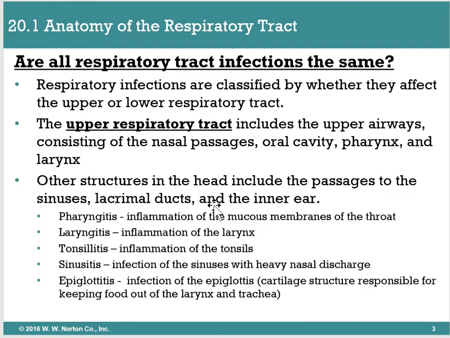Such as on the previous slide, if you have inflammation of the mucous membranes within the throat, then that is pharyngitis. Or if it's inflammation of just your larynx, then it's laryngitis, and so on and so forth. Okay?